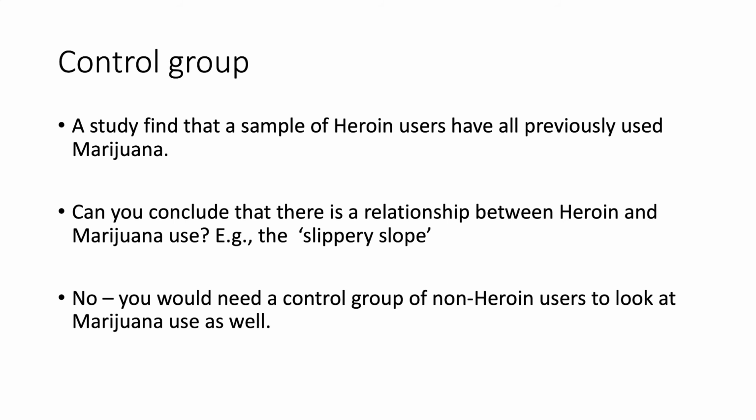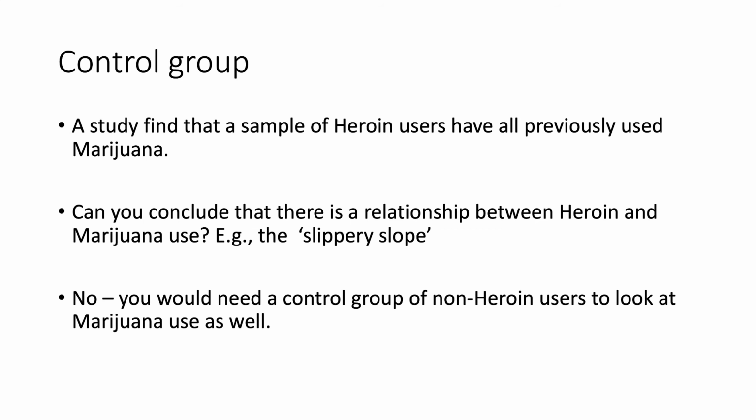But anyway, let's have a quick look at the advantage and logic behind a control group. So imagine a study that finds a sample of heroin users, asks them about previous drug taking behavior, and they say that they have all used marijuana. Now, it's probably no surprise to you that some people would look at that situation or that correlation and conclude that there must be some sort of slippery slope, some relationship between heroin and marijuana use. Maybe people start on marijuana and then they slowly work their way up to using heroin. But that's actually a logical fallacy to think like that.